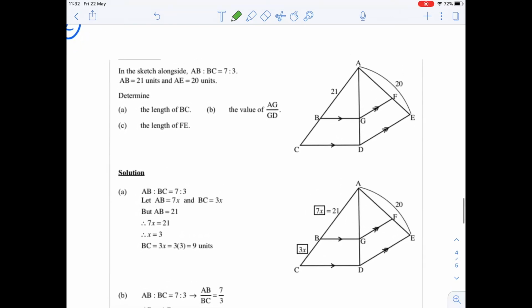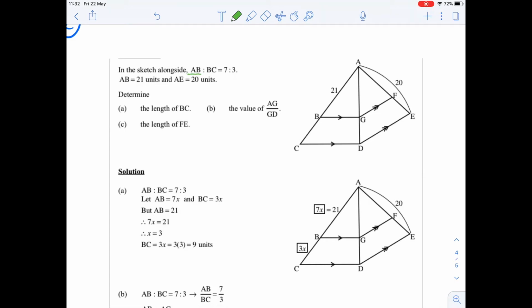Okay, so if we look at this example here, in the sketch alongside, AB is to BC is 7 is to 3. Now is that a ratio or a length? That is a ratio. And AB is equal to 21 units, and AE, that's a length. So AB to BC is 7 is to 3. You can see it's longer. Okay, it's not to scale, but it is definitely a bit longer. And then AB is 21 units. They actually fill that in for you. And AE, which is this whole length here, is 20 units. Okay, so now we've got ratio and units, and it's just kind of working with them together.